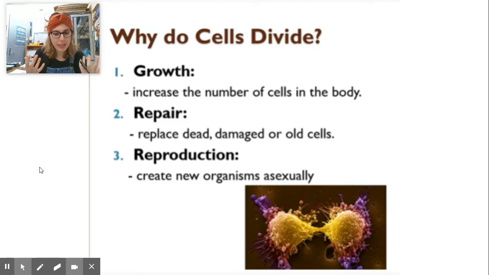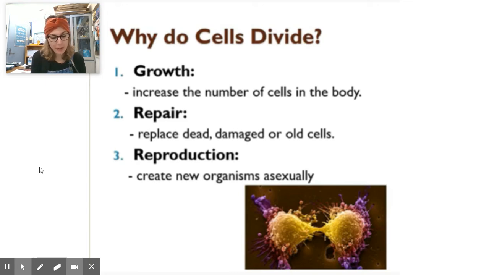We also need to be able to repair. So when you, for example, have a cut on your finger, you want to be able to replace those damaged cells. So this process of repair allows us to replace dead, damaged, or old cells. Just to give you a scale here, you have about 1 billion cells die every hour, and that means that they have to be repaired and replaced.